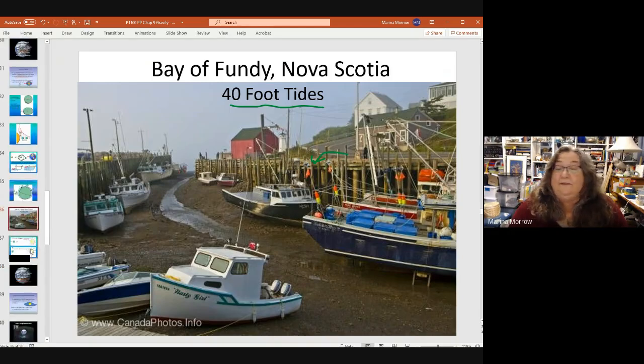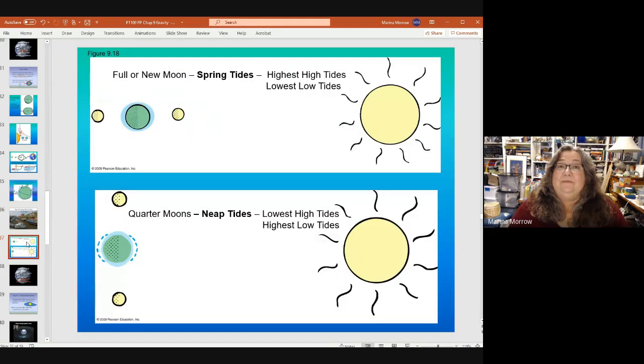Okay, but it does offer some interesting possibilities for putting tidal energy machines out there, because you have these extremely fast tides, that would be good for making energy. So yes, there are tidal generators that can generate electricity from high tides and low tides.